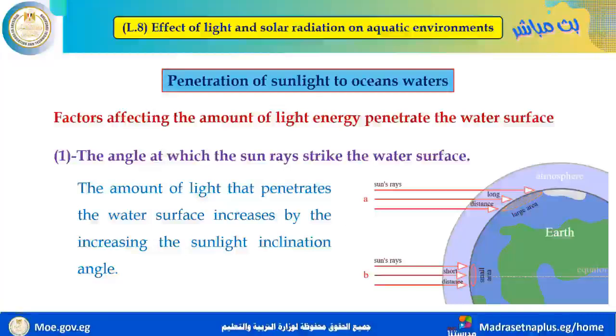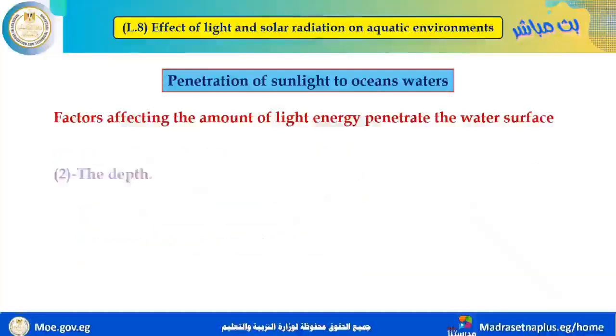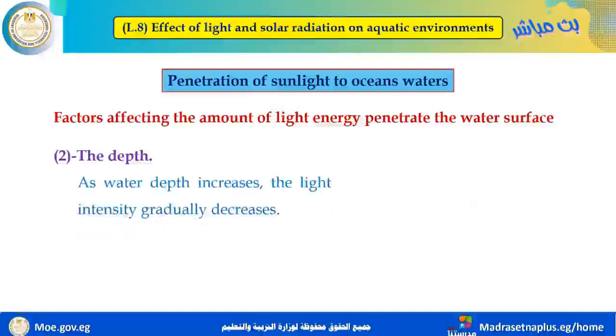I want you to concentrate and to know exactly what are the factors affecting the amount of light energy penetrating the water surface. The first factor is, yes, the angle at which the sun rays strike the water surface. Okay? And now, my dear students, let's go for another factor. Yes, it is the depth. As water depth increases, the light intensity gradually decreases.